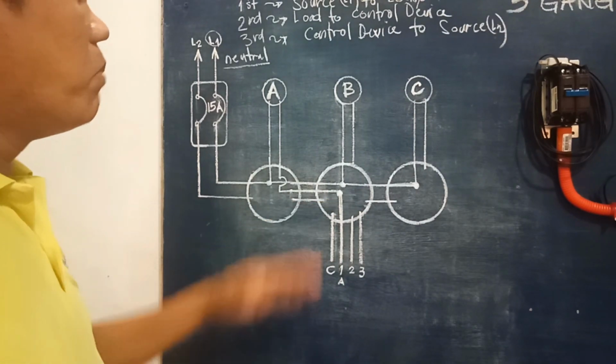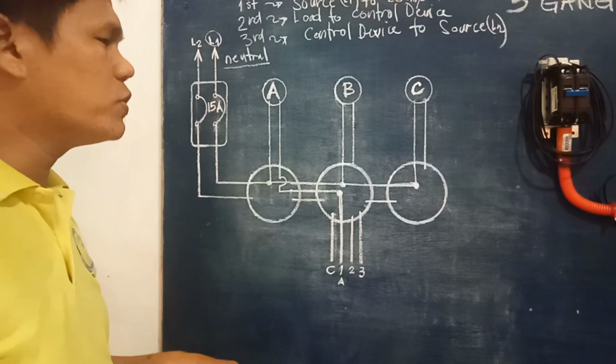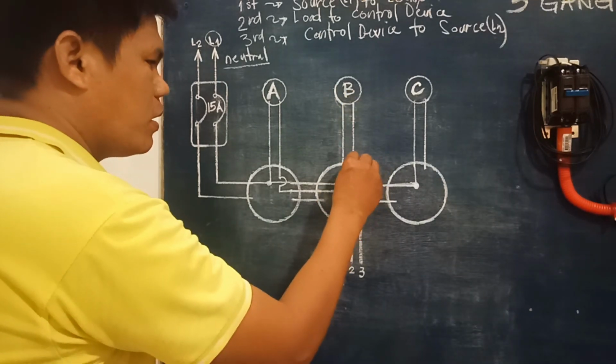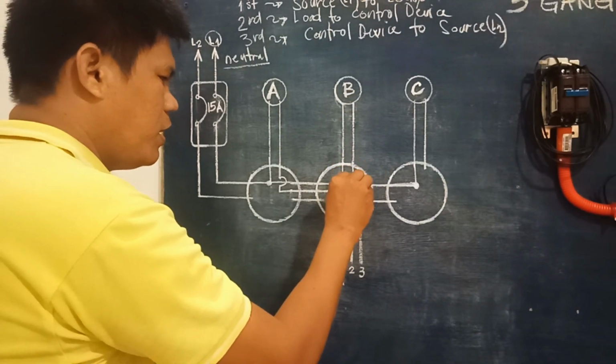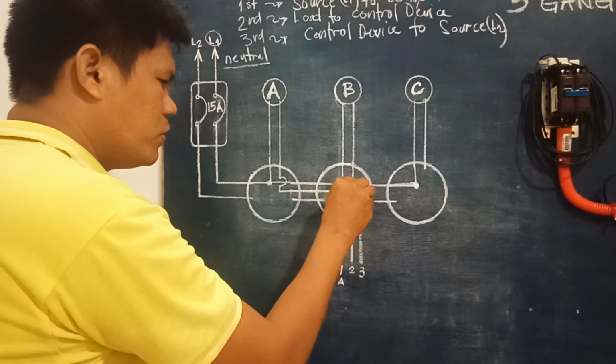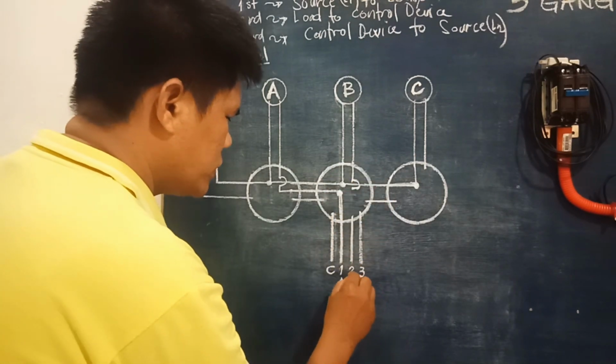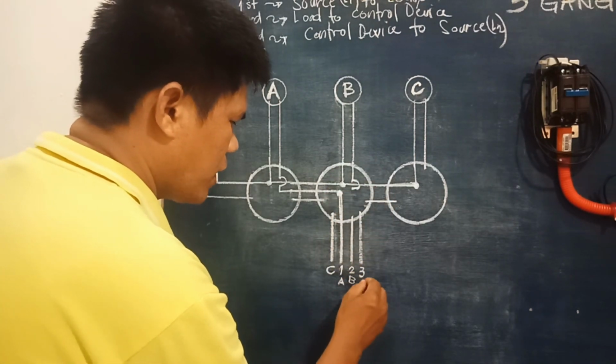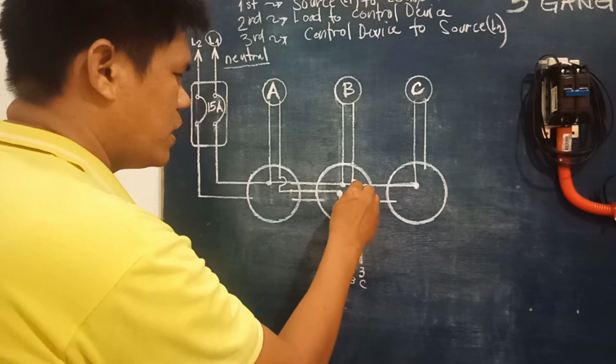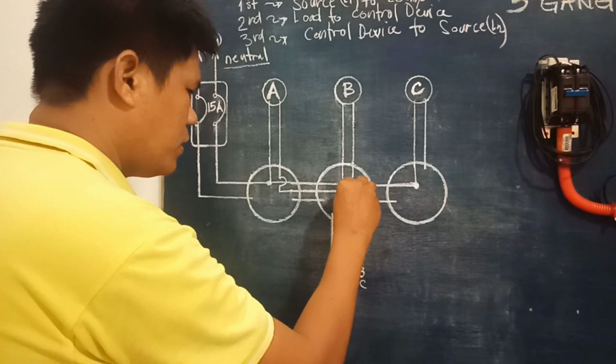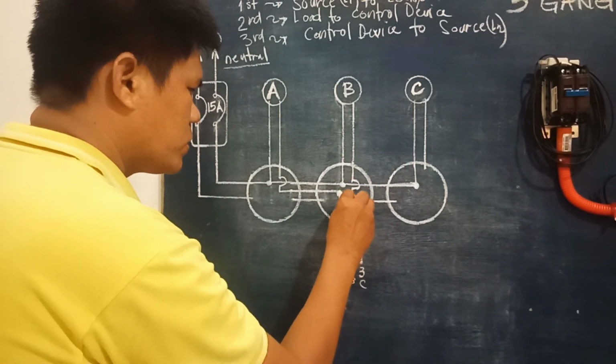The next, bulb B, where to control. So this bulb B here, bulb B going to number 2. This is B. The other side is C, right? So this one is B already, right here. So they are connected to each other.